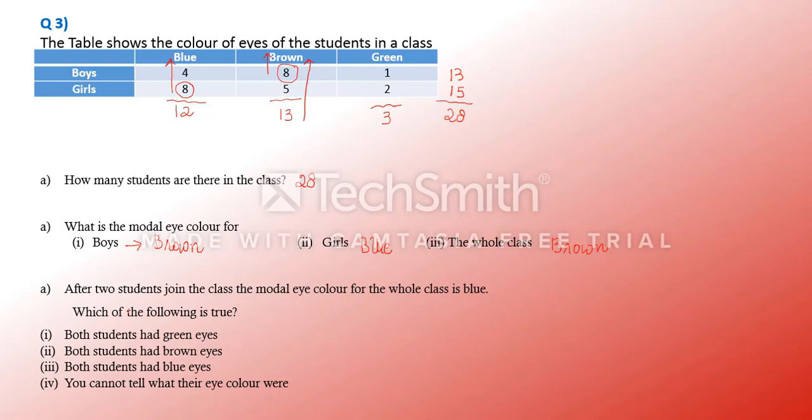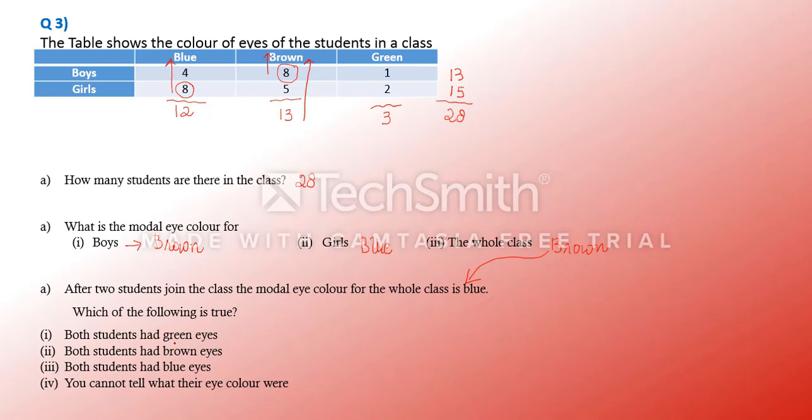Alright, so continuing with the same question. After 2 students join the class, the modal eye color for the whole class is blue. So which means it changes from being brown to blue. Which of the following is true? Alright, so there are 4 options given. Let us look at each option and we'll be able to decide as to which one is correct.